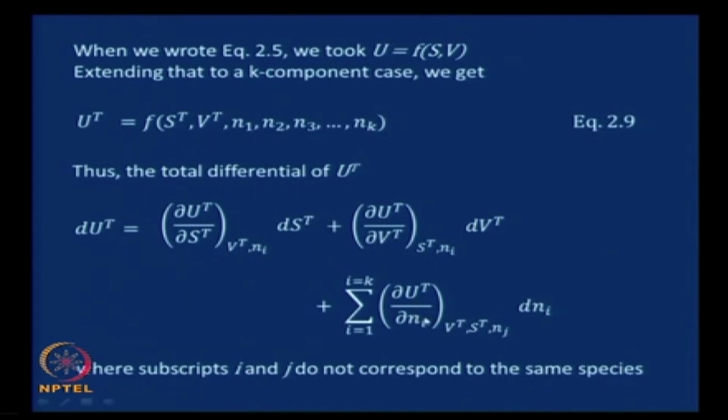We are taking the partial differential with respect to one of the species when all the other species are held constant. This is a notation to indicate that, and this will be consistent. This will help us in developing a consistent notation for representing this kind of situation throughout the course. So summation of i equals 1 to k dou Ut by dou Ni at constant Vt, St and Nj times dNi. This is the total differential. This comes from the theorem in mathematics where you can represent the total differential by this particular form if it is an exact differential. We will call this equation 2.10.